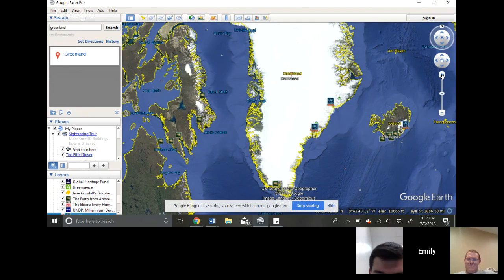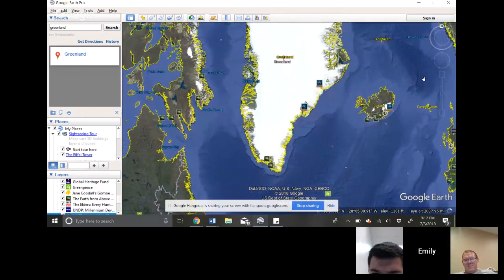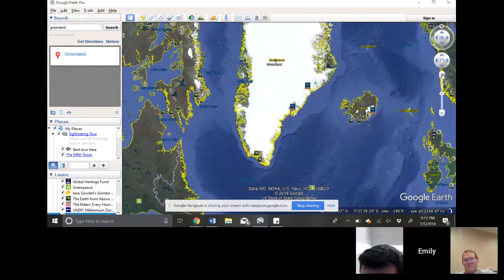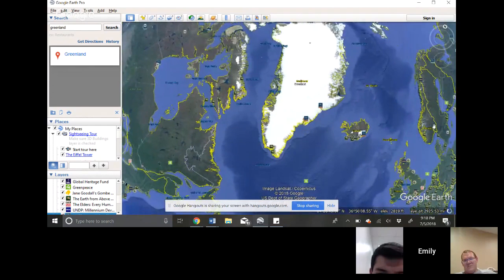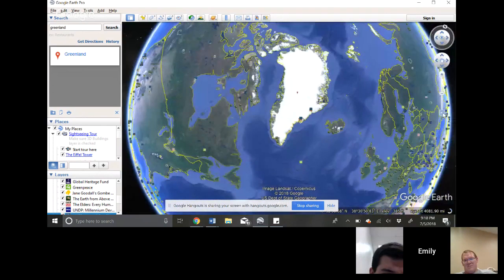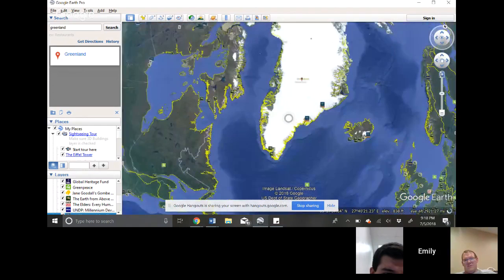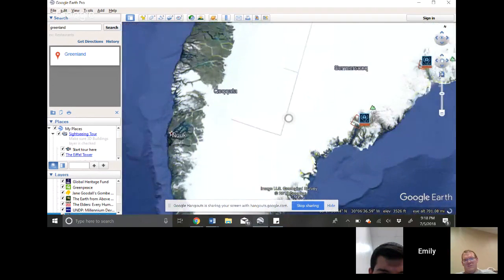What does it look like compared to your picture? See if I can. Sorry, pressing too many buttons. Too many buttons. Okay.